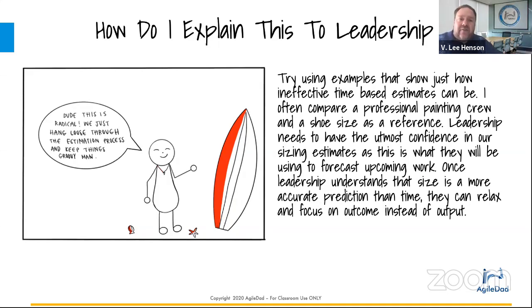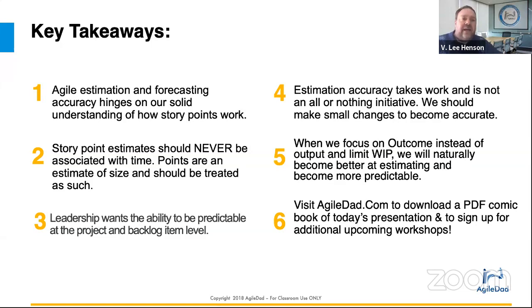So I want to make sure I cover the key takeaways real quick, and then I'm going to open up for Q&A. So agile estimation and forecasting accuracy hinges on our solid understanding of how story points work. You need to understand how story points work in order to be able to estimate and forecast. Story point estimates should never, here we are again, be associated with time. Points are an estimate of size and should be treated as a size-based estimation. Leadership wants the ability to be predictable at the product backlog item level, so that they can forecast out for releases, for subsequent projects. So they want that capability, and we need to take that in mind.